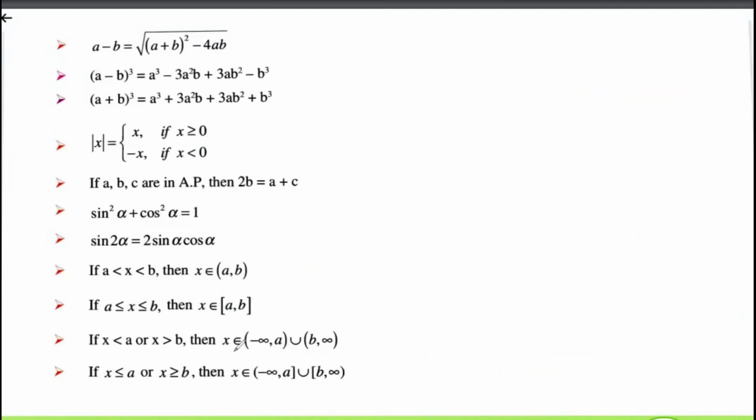Is this one? What is x is less than a? x is less than a and x is greater than b. So this is less than a and greater than b. Okay, and in both places it's not equal. So this is how it will be represented using the number line.